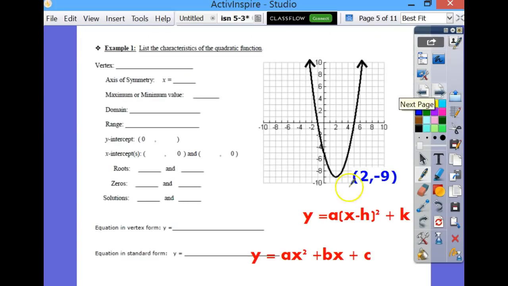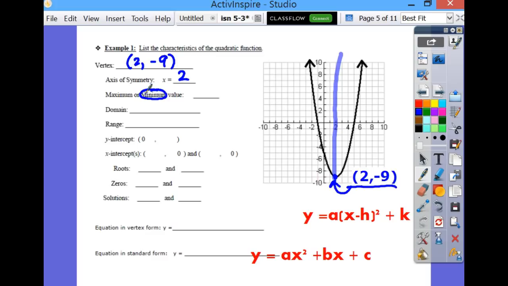On example number 1, this point right here is your vertex. So the vertex is (2, -9). The axis of symmetry goes through the middle of the graph, and so it crosses the x-axis at 2. Since this graph is pointing up, this vertex is at the bottom. That's called a minimum. The maximum or minimum goes with the y value. That's the lowest point on the graph at -9.